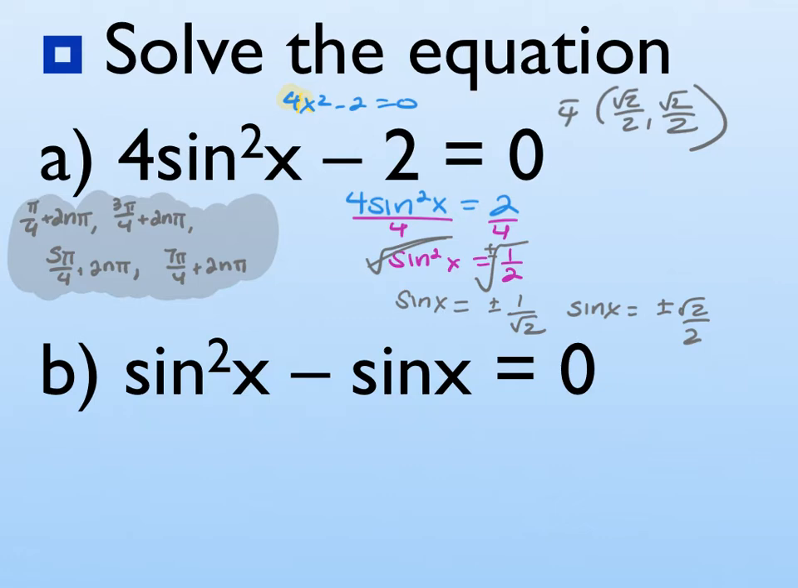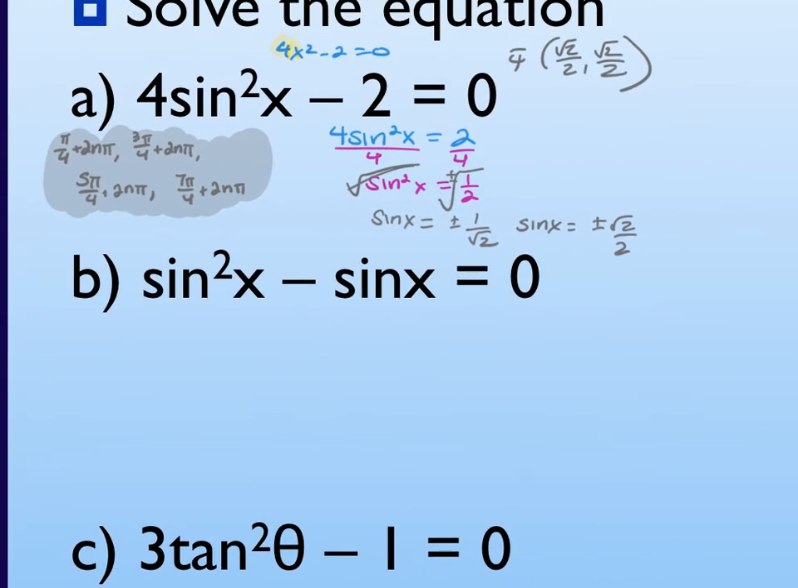Mr. Schwarzer? Yep. So on the quiz, how are we going to know whether to use Pythagorean identities or just solve the equation like we just did now? It will say solve the equation, and the other ones will say verify. Oh, okay. All right, B. What would you do there?